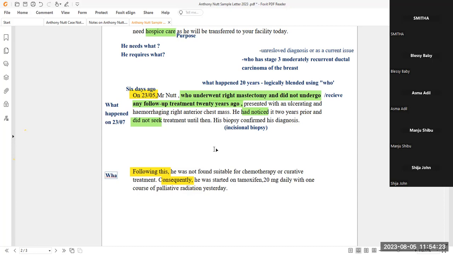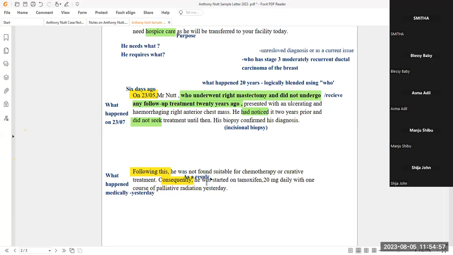Okay, so I'm talking about what happened medically. I'm not talking about the family events. I'm describing what happened medically yesterday. Yesterday we found that the patient is not suitable for palliative chemotherapy or curative treatment. Consequently means as a result. As a result, he was not suitable for these things, so we commence this treatment. Instead of consequently, you can also write as a result.